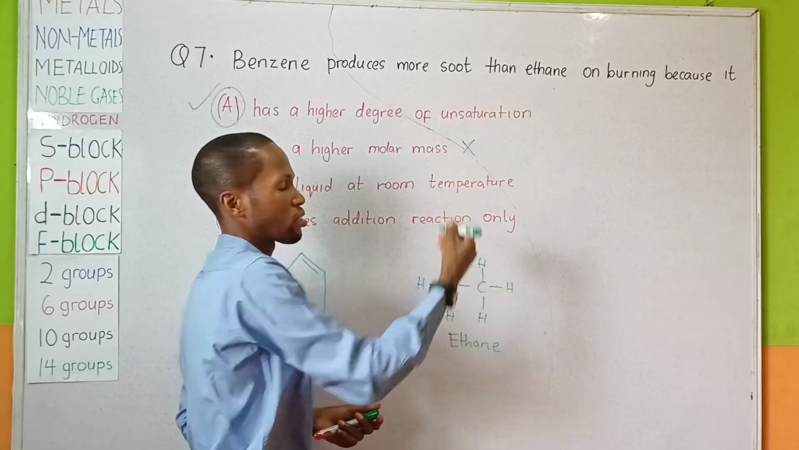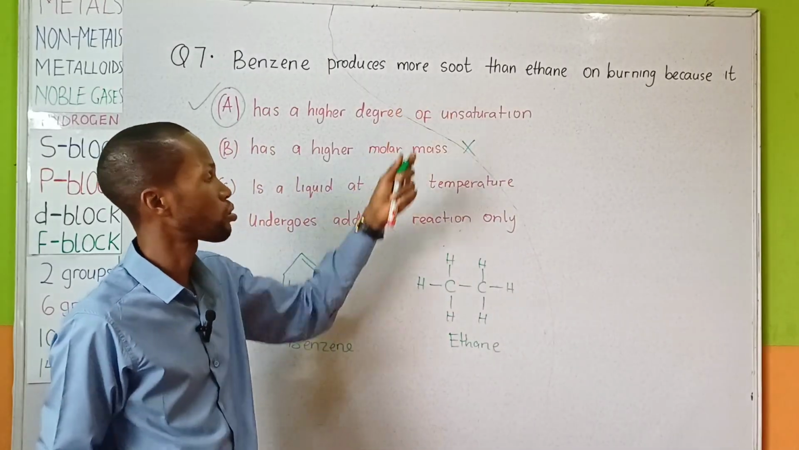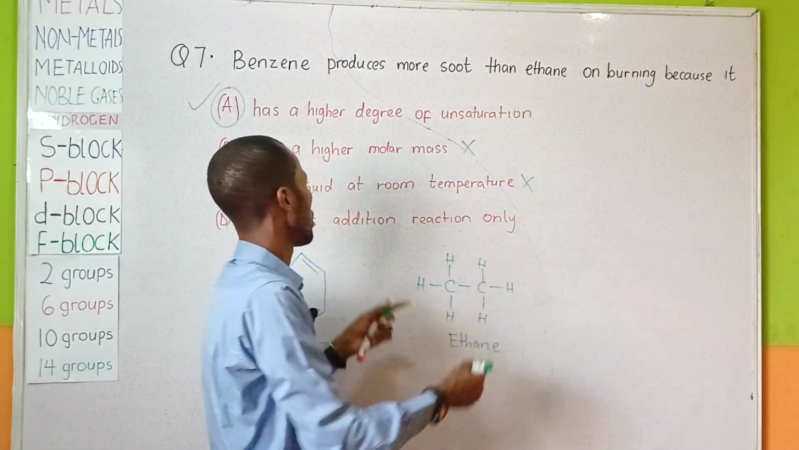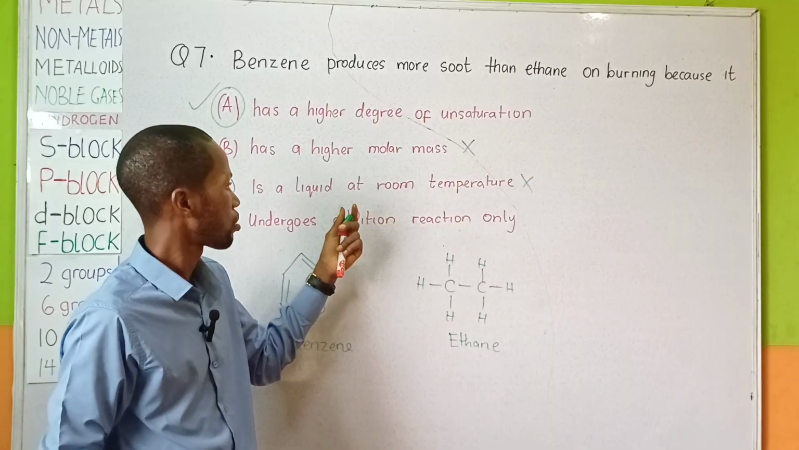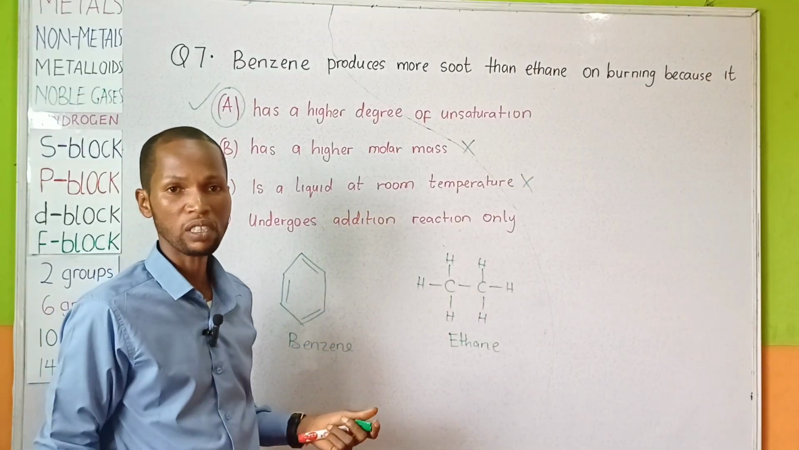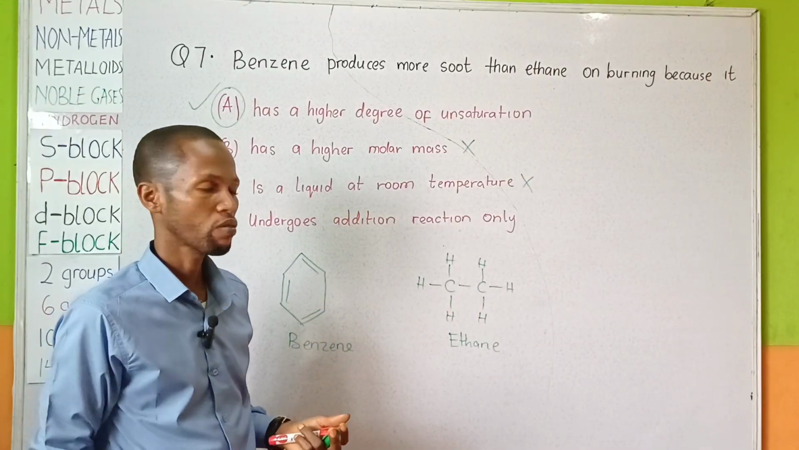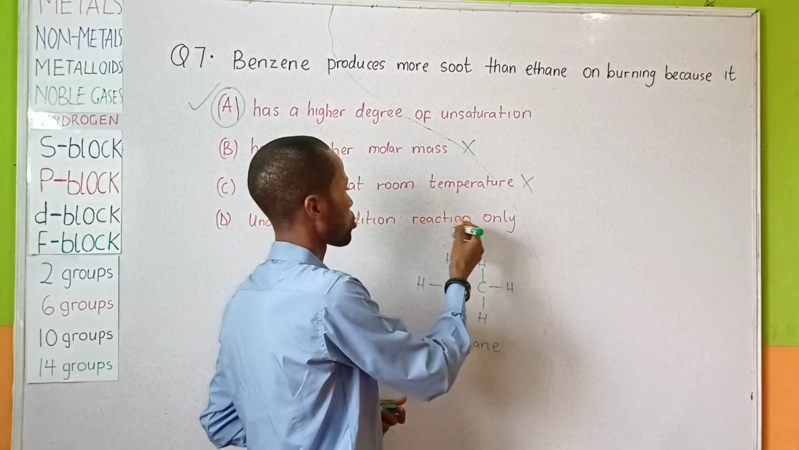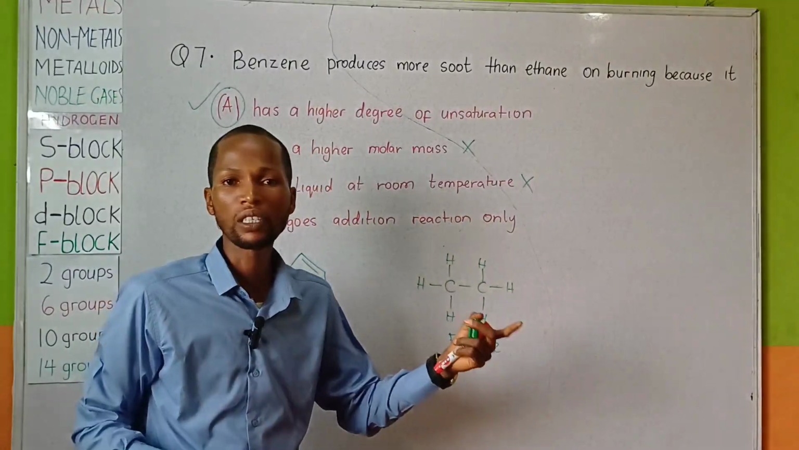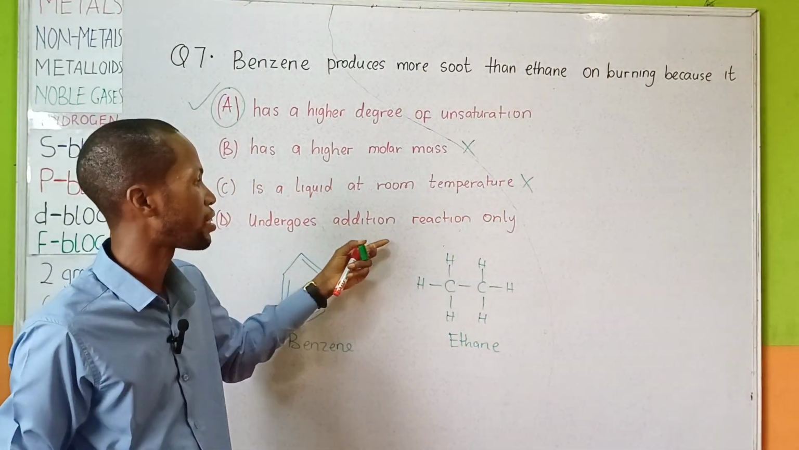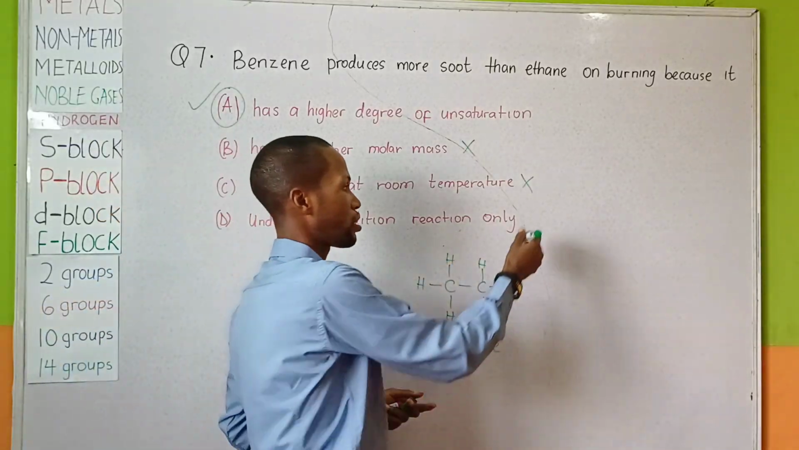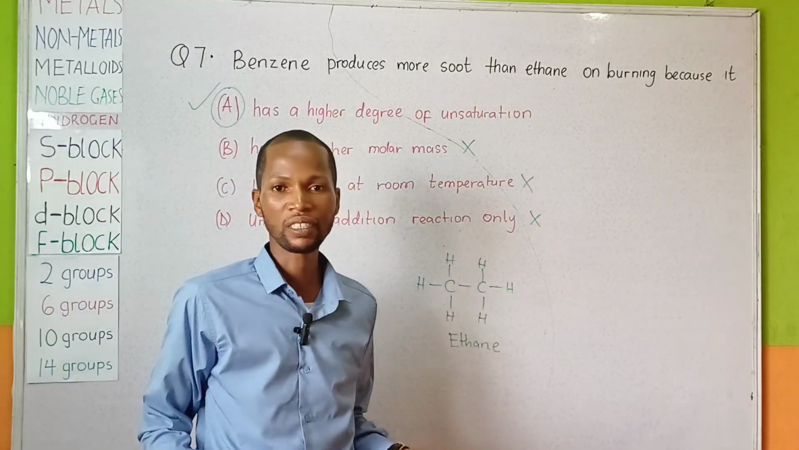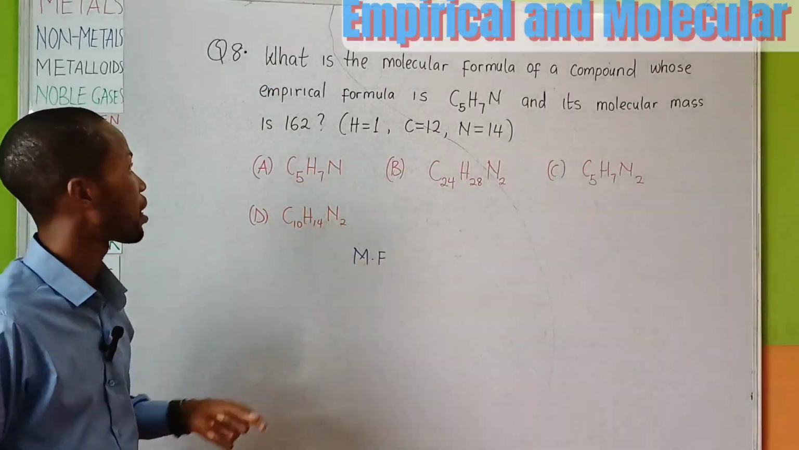The molar mass does not account for this soot flame. The liquid state does not account for the sooty flame, and also benzene does undergo reactions other than addition reaction only. So this is wrong for benzene. Make sense? Moving on to question number 8.